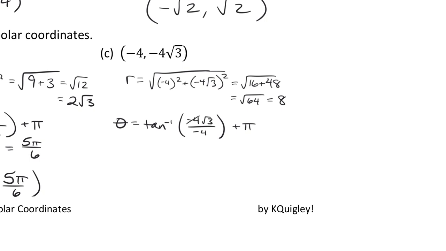Okay, well, I noticed that these negative 4's cancel out. So this question is really just asking, what is the inverse tangent of square root 3? And that's pi over 3. But if we add pi, that's like we're adding 3 pi over 3. So 1 pi over 3 plus 3 pi over 3 is 4 pi over 3. So our coordinate point, 8 comma 4 pi over 3.